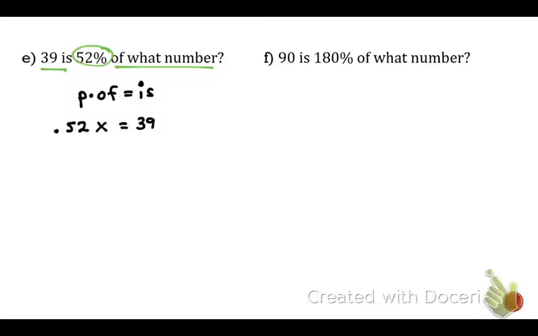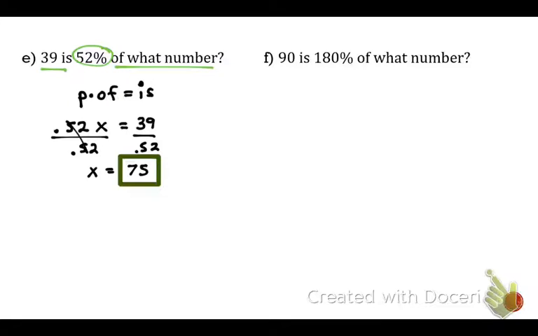Not by 52, by 0.52. It's 75. Should I put a percent sign there? No, it says 39 is 52% of what number? The number is 75. All right.